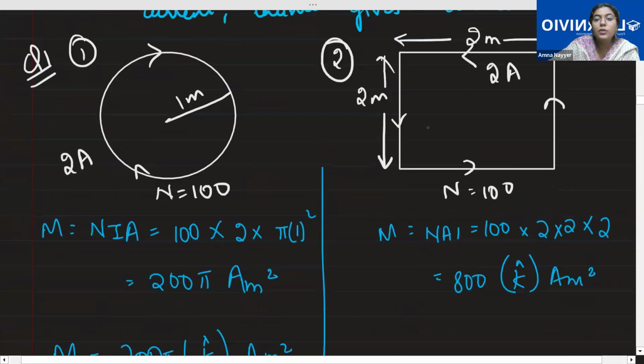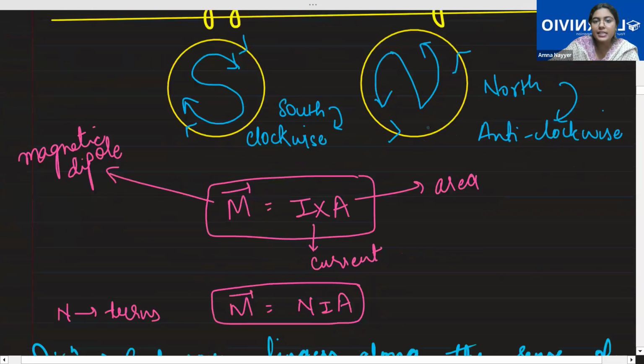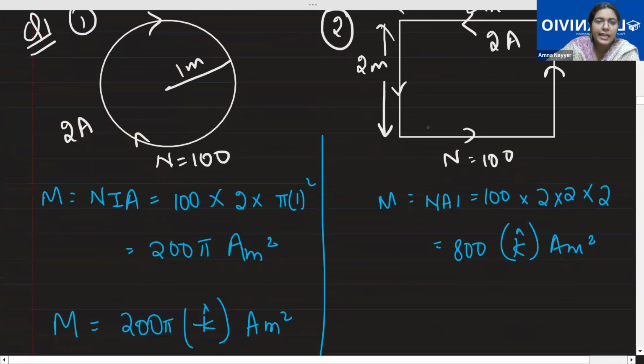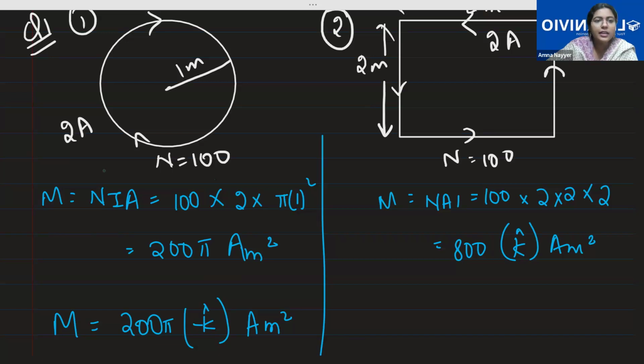Okay, I didn't tell you the direction. The direction is, see, along the sense of current, just curl your fingers, and the thumb will give the direction, same as the direction of the magnetic field for a circle. Like, look at this question. This is a circle with radius 1 meter, number of turns 100, current is 2 ampere. Magnetic moment is NIA. Number of turns is 100, I is 2, area is pi r square, that is pi into 1 square, which is equal to 200 pi ampere meter square.